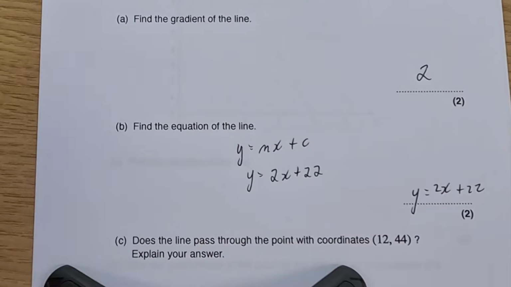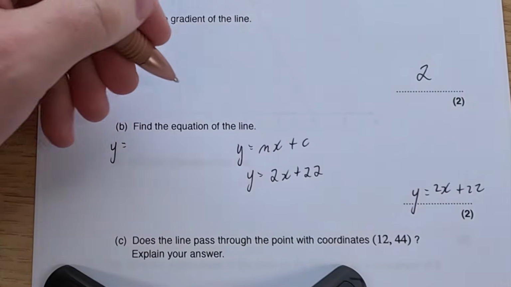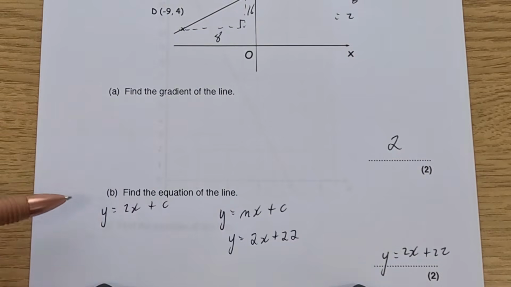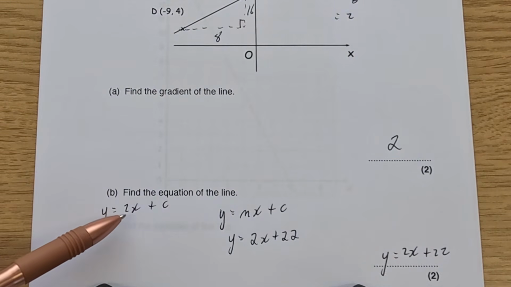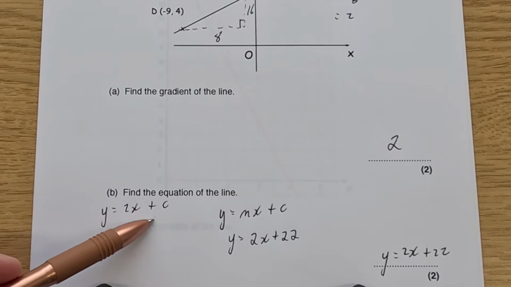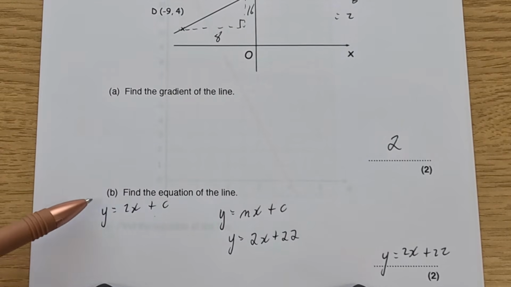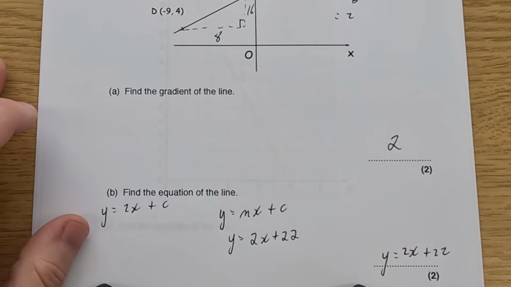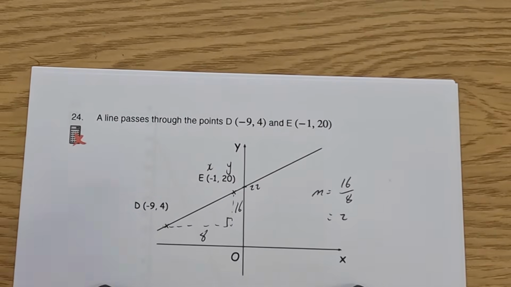So if we had y equals, now we knew the gradient was equal to 2, so 2x, and then we had plus c. Now if we go back to this point where we knew the gradient was equal to 2 and we wanted to find y across the y-axis, another approach would be to just write this down, y equals 2x plus c, and then find a point that the line passed through.